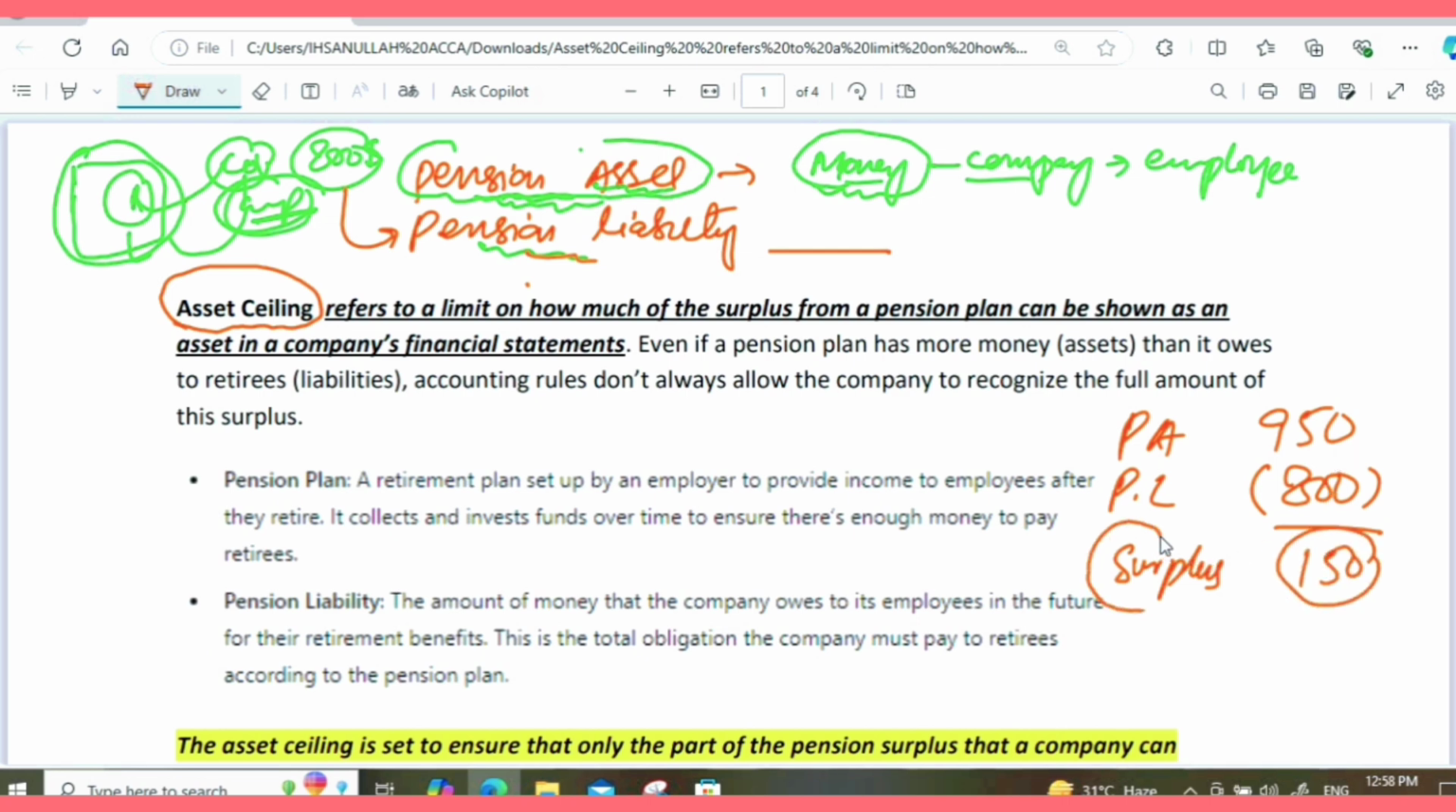So asset ceiling is just about this figure: you will not recognize this whole amount in your balance sheet and statement of financial position. You have to apply the asset ceiling test. So now we have to discuss what we mean by asset ceiling. Okay, let's move on.